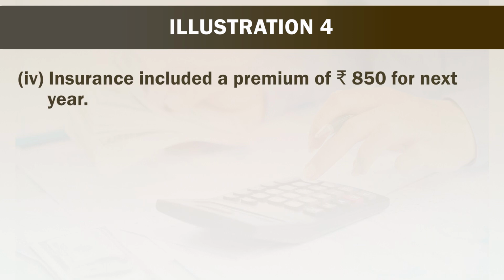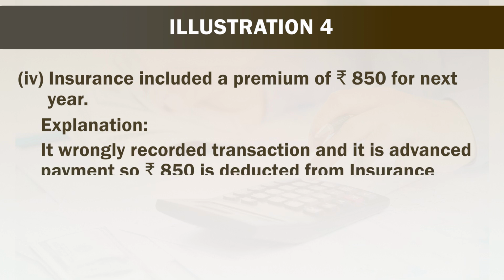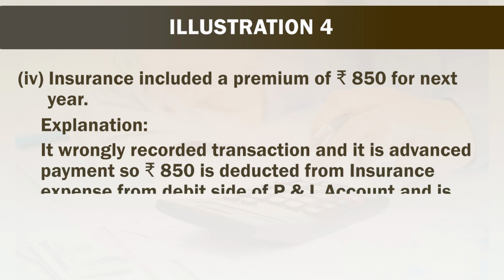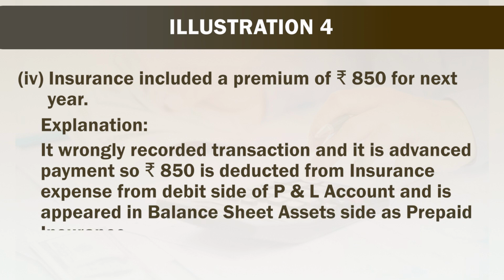The second point is that insurance included a premium of rupees 850 for the next year. It is a wrongly recorded transaction and it is an advance payment, so rupees 850 is deducted from insurance expense on the debit side of the P&L account and appears in the balance sheet on the asset side as prepaid insurance.